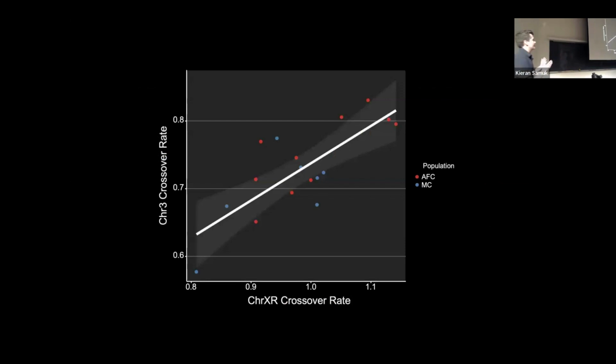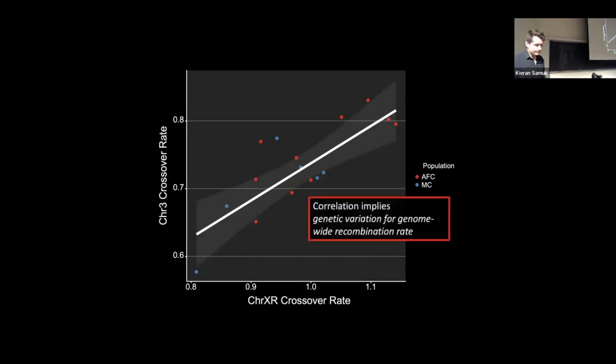Another way to look at that is to correlate crossover rate between different chromosomes. Basically, we have crossover rate on one chromosome and crossover rate on another. So if you have a high crossover rate on chromosome 3, you also have a high crossover rate on chromosome X. This holds true for all the different chromosomes. So this is, again, just evidence for genetic variation for genome-wide recombination rates.